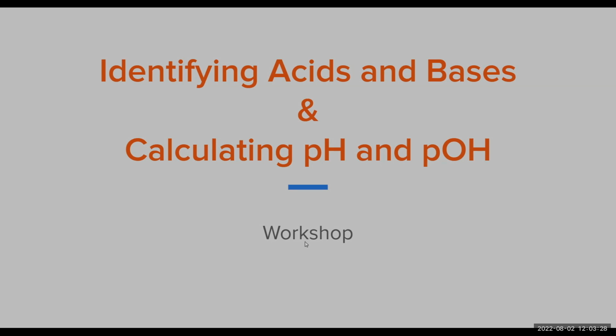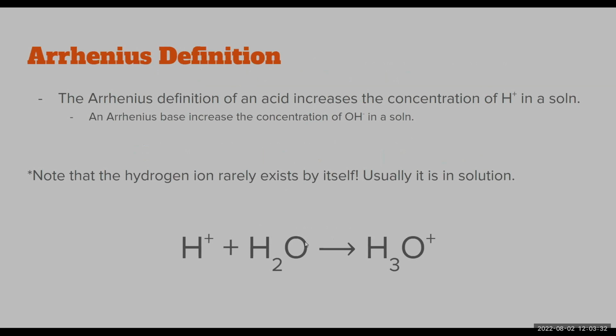So the Arrhenius definition of acids and bases. The Arrhenius definition of an acid is one that increases the concentration of H plus in a solution. And remember that an H plus is simply a proton. On the other hand, the Arrhenius base definition is one that increases the concentration of OH minus in a solution. And the OH minus is the hydroxide ion.